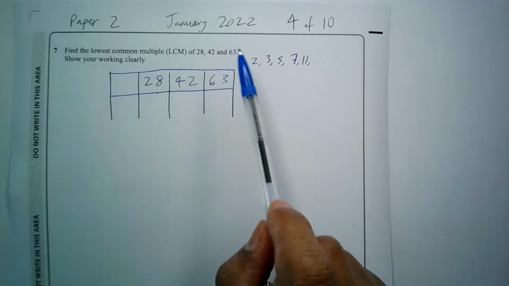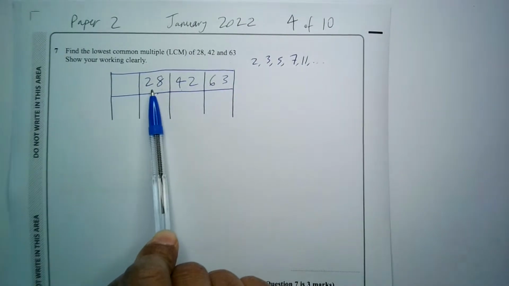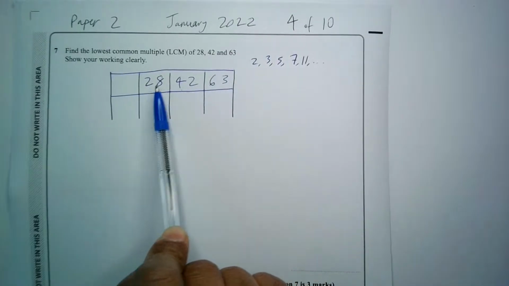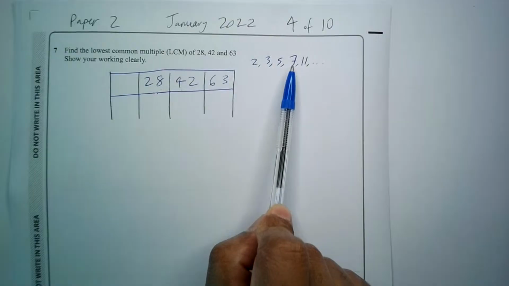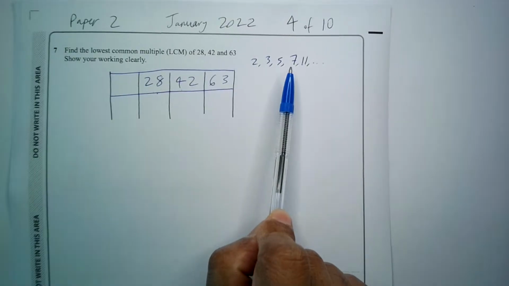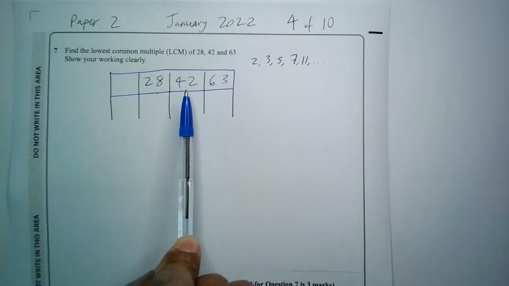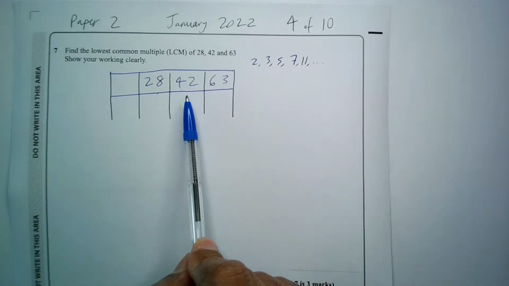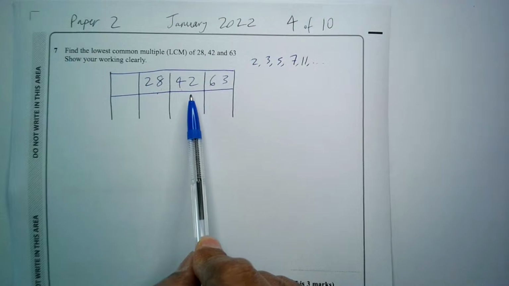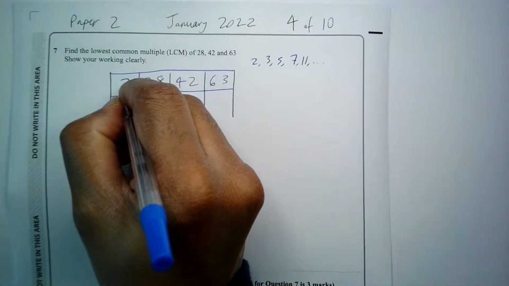If I think about 2, well, 63 is an odd number. 28 is not in the 3 times table. They don't end in 5, so not in 5. 7 times table: 7, 14, 21, 28, 35, 42, 49, 56, 63. So it is in the 7 times table.